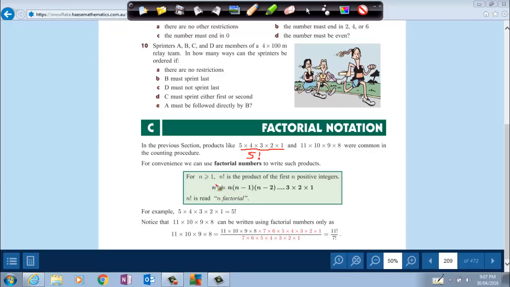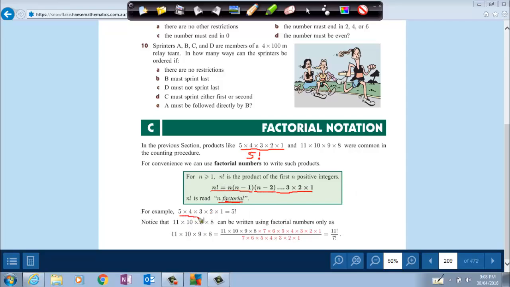And this could be written like this: n factorial is equal to n times by n take 1, that's 1 less, times by n take 2, which is 1 less than the previous, dot dot dot, all the way down to 1. And it's read as n factorial.